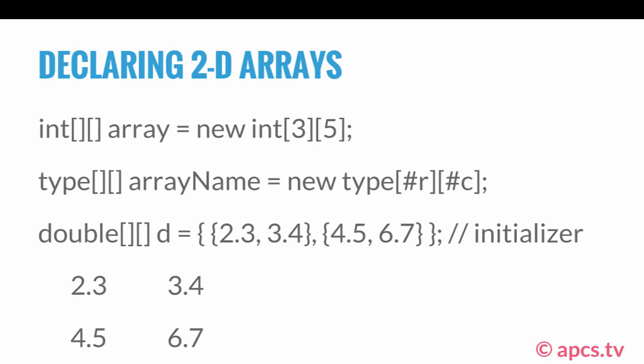So we could go double brackets d equals, and now within the braces we have a first pair, which is 2.3, 3.4, and then we have 4.5, 6.7. Now keep in mind that we have one overlying pair of braces, and then within those we have two pairs of braces.